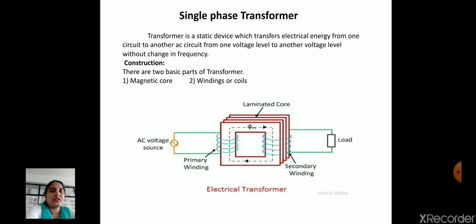Second is the winding, also called a coil. It consists of two windings, the primary winding and the secondary winding, and they are insulated from each other. They are mounted on separate limbs. The primary winding is always connected to the supply; in the figure it shows the AC voltage source. At the outer secondary side there is a load, so the secondary winding, or output side, is always connected to the load. So this is about the construction.